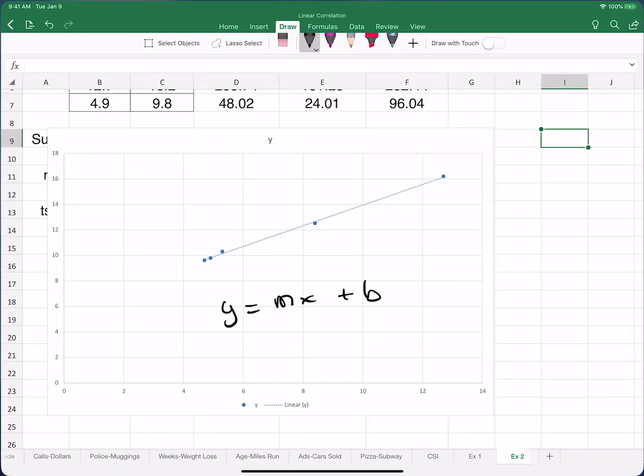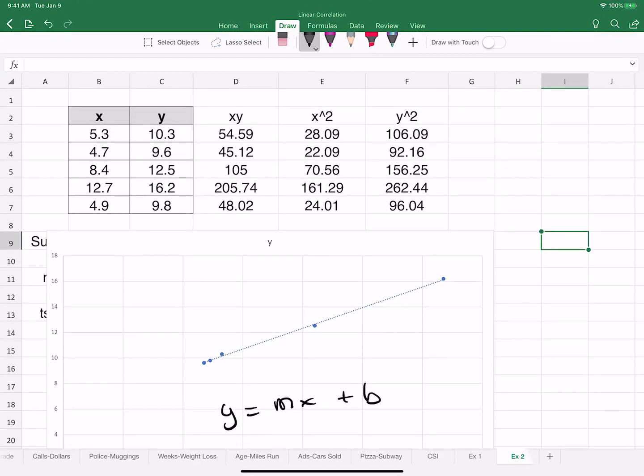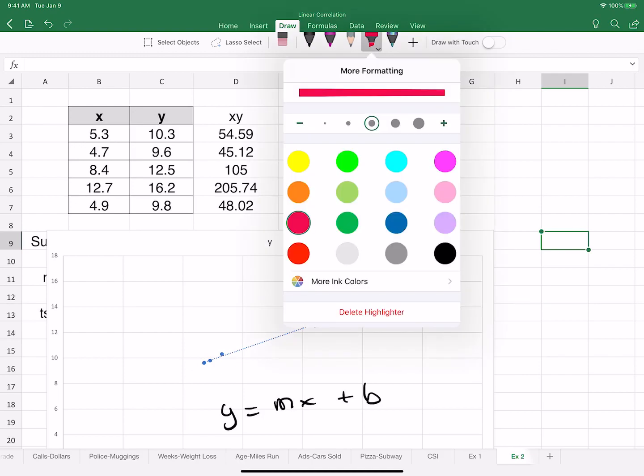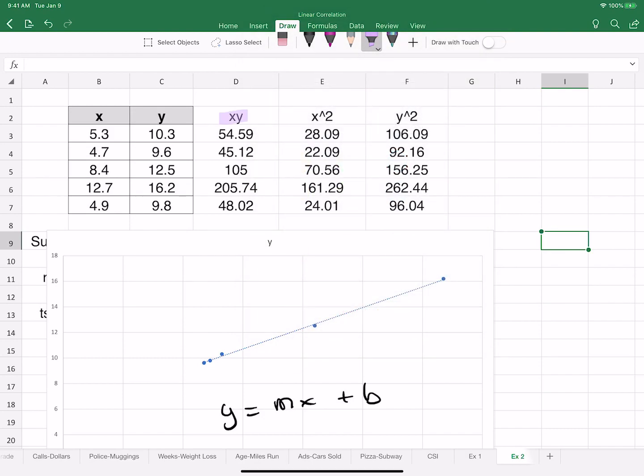So, go back to Microsoft Excel. 48.02. You guys want to remember this for me here? We were using purple. Some xy. We need, that's 48.02. Is that right? And then, could you guys remember this for me? And then you say, what else do we need? Some x. And that's what, 4.9? We need some y. Oh, it's 9.8. Okay? Those are the 3 values we need.